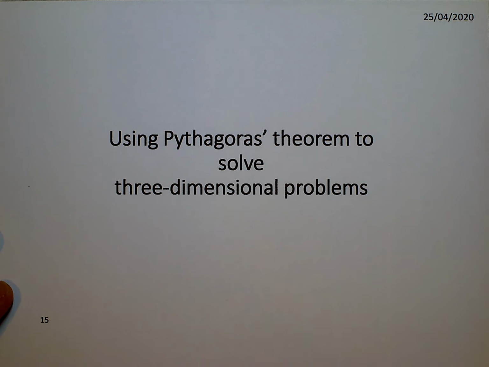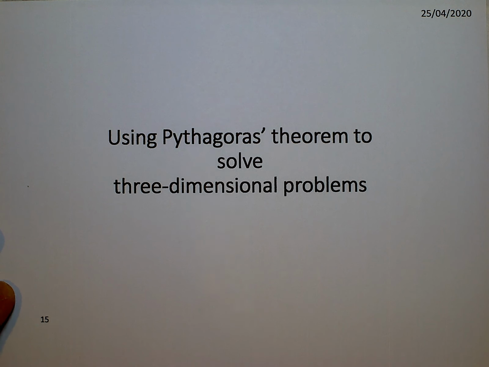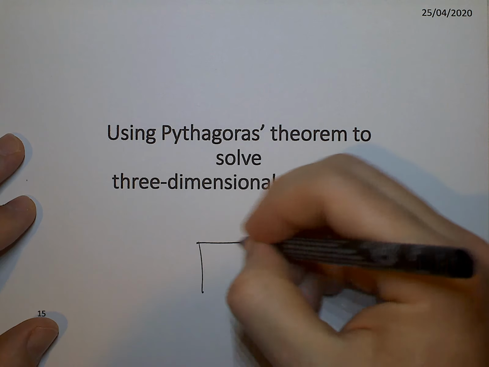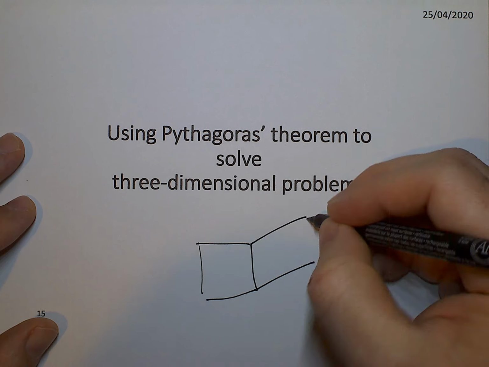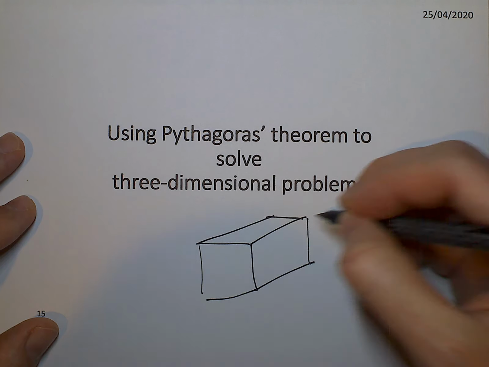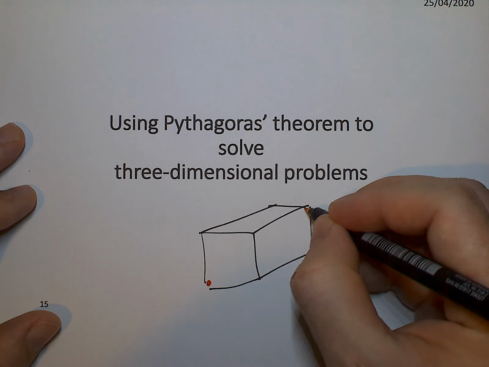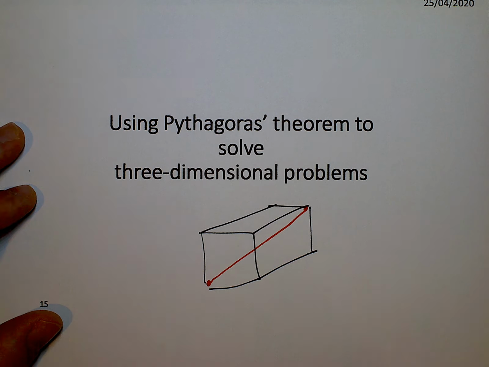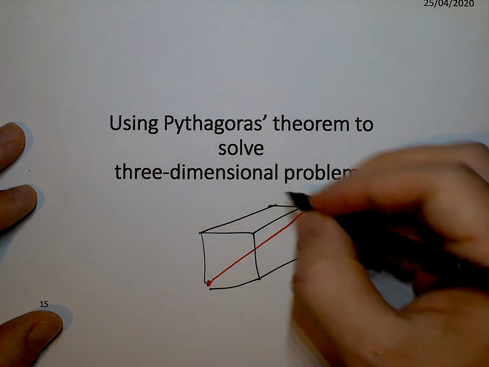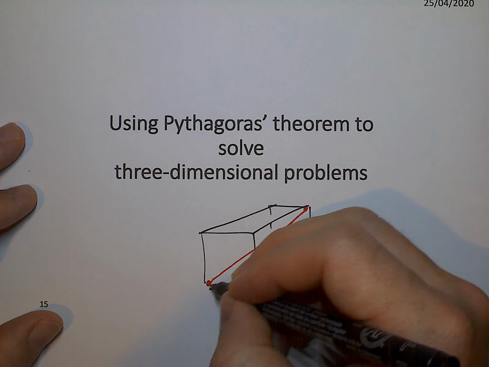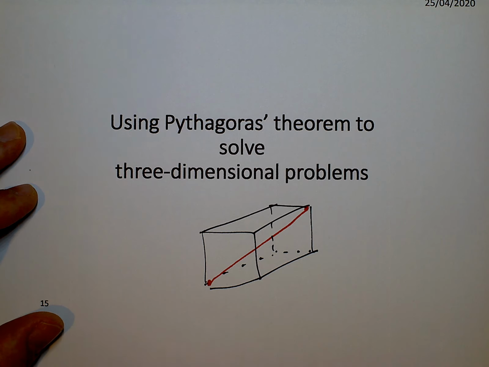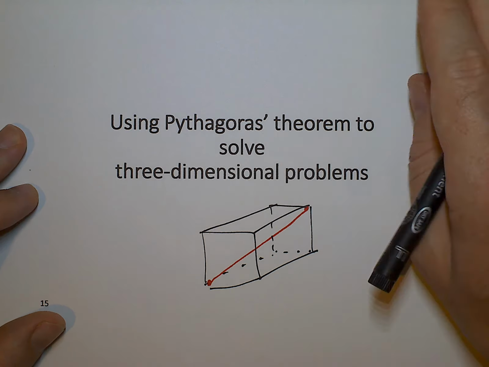Now, what we're doing today is using Pythagoras' theorem to solve problems in a three-dimensional space. So this is a 3D world. Let's say we had some kind of rectangular prism and we were trying to solve, from this corner to this corner, what is that distance? Well, we need to use Pythagoras in multiple directions there. So x, y, and z.